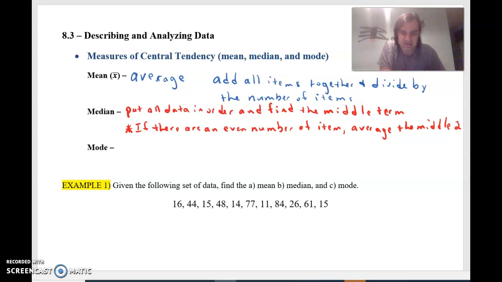So the mean means to add them all up and divide by how many they are, just like you would average your grade. The median means to put them all in order, and that means numerical order, and pick the one in the center of the list. And if there happens to be an even number, that means there's 2 things in the center, so you can average those out. Okay. The last one, mode, is the most frequent.